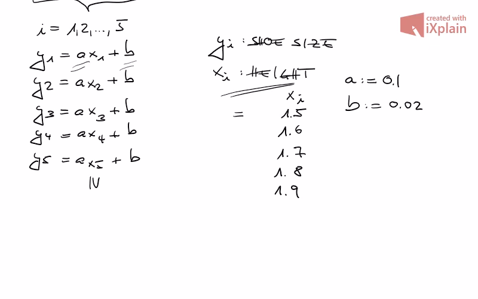Now we want to calculate y1 given x1, so 1.5, and based on these constants. So what's y1? 0.17, yeah. So we do 0.1 times 1.5, that's 0.15, and we add 0.02, so we get 0.17.